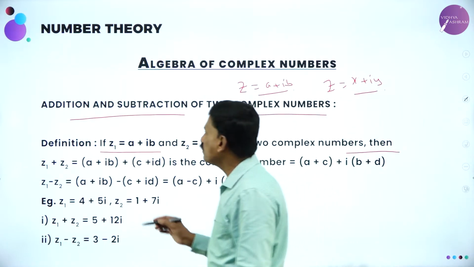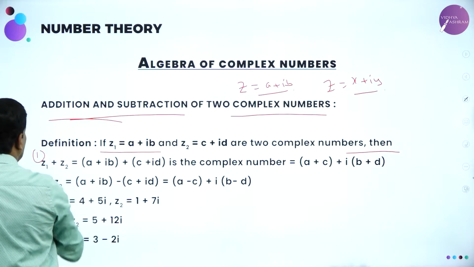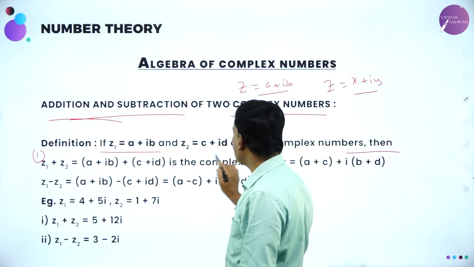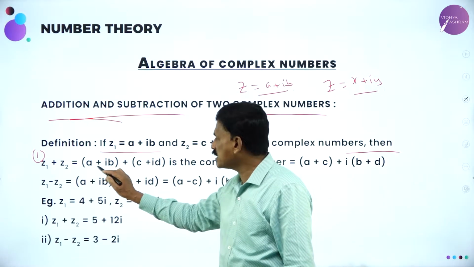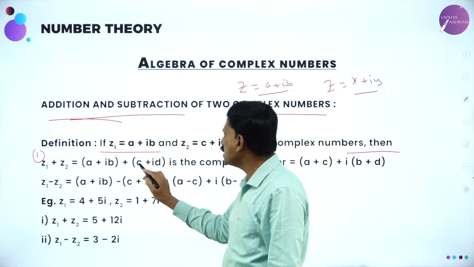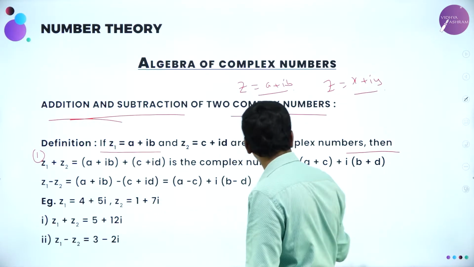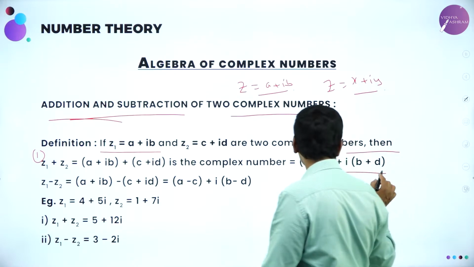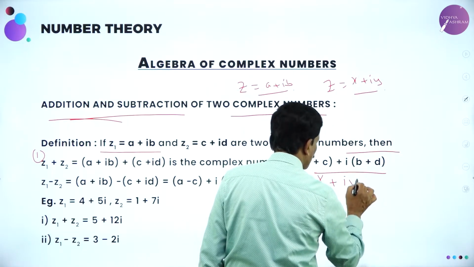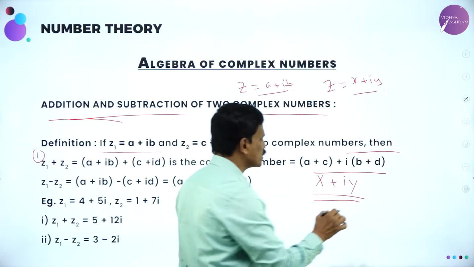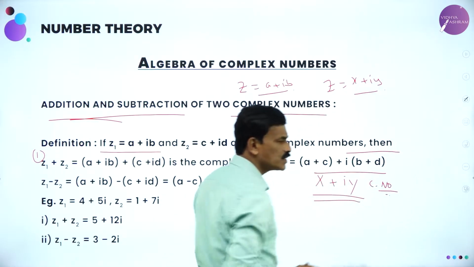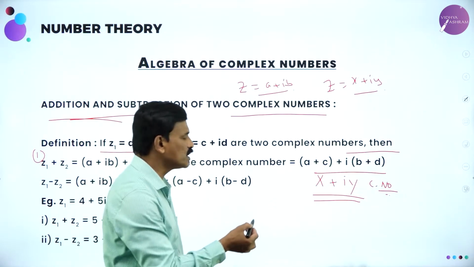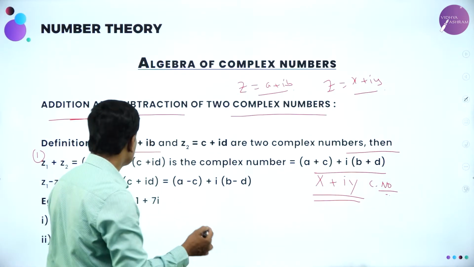Let us take the addition of complex numbers first, z1 plus z2. What is z1? a plus ib, plus z2, which is c plus id. Let us add the real parts first: a plus c, plus the imaginary parts ib plus id. You can take i common. This is equal to a plus c plus i into b plus d, which is of the form x plus iy. So this is again a complex number. Just add the real part and the imaginary part, express it in the form x plus iy, and if it is of that form, then it is called a complex number.